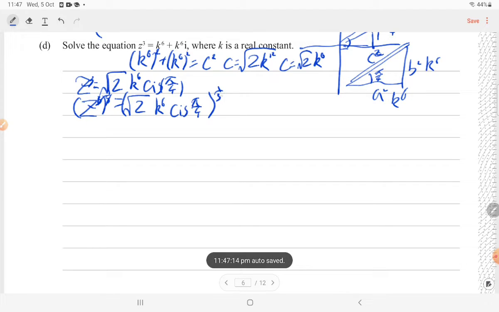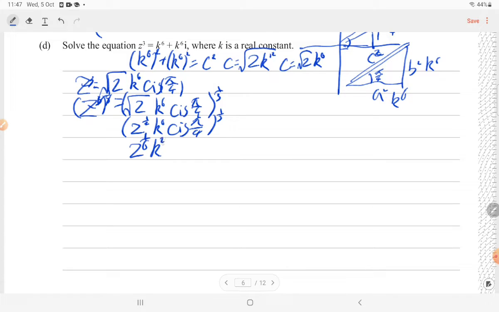And so using De Moivre's theorem, it's square root of 2, k to the power 6, pi over 4, to the power of 1 over 3. So from De Moivre's theorem, this pi over 4 will be divided by 3. And for the others, the normal exponential rules will be applied. So pi over 12. Z is equal to, let me just make that clear, 2 to the power of 1 over 6 k squared, pi over 12.